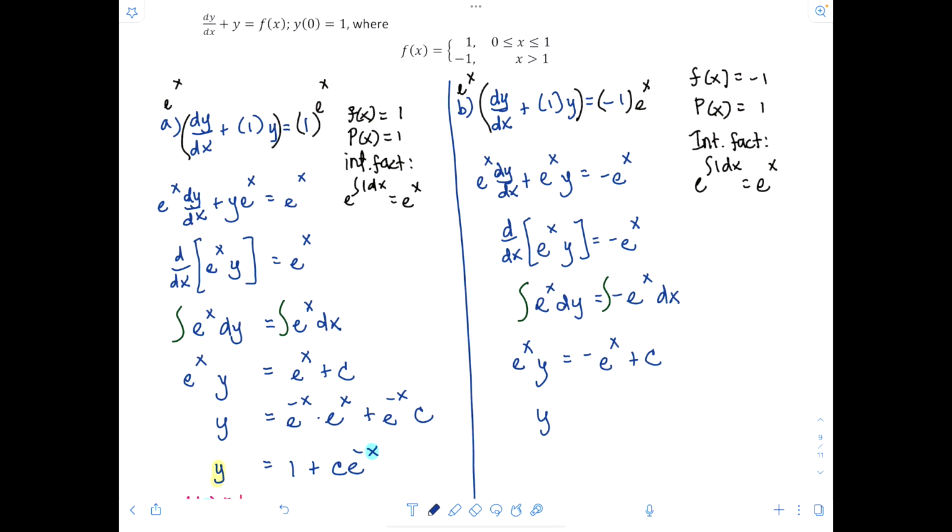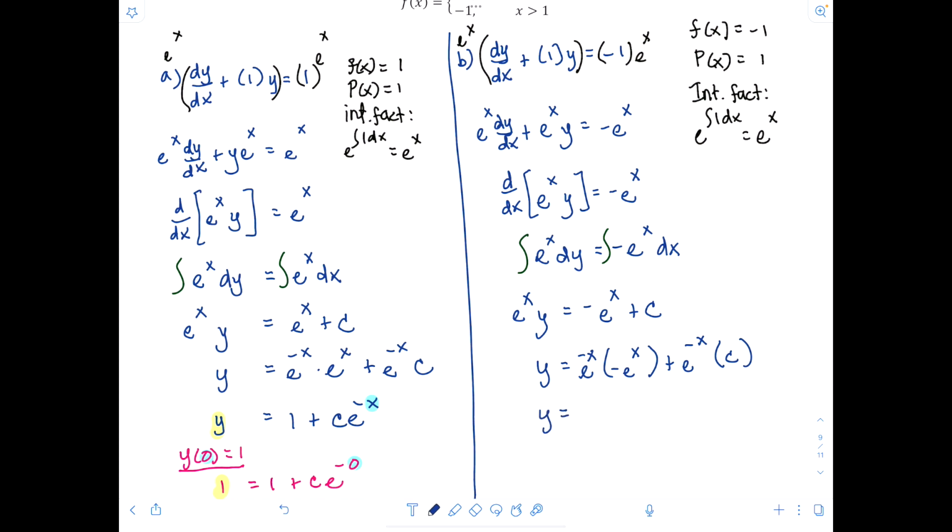and y will equal e to the negative x times negative e to the x, plus e to the negative x times c. And then this will be y equals negative 1 plus c e to the negative x. Now, to figure out this one, let's call this C2.